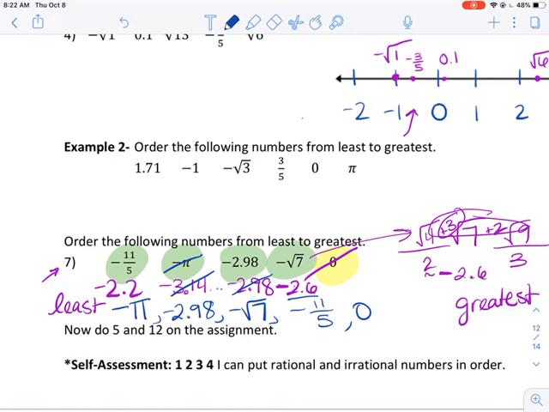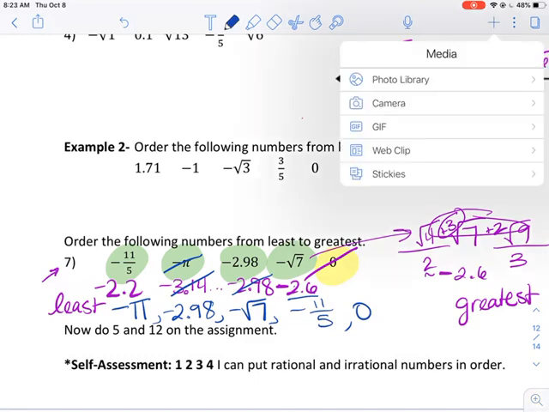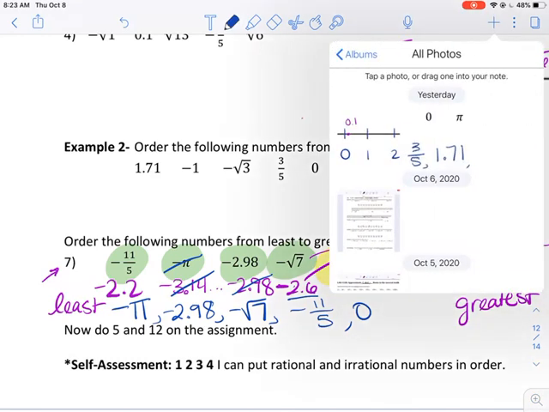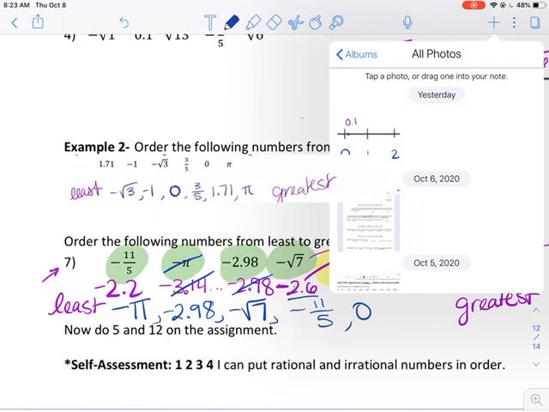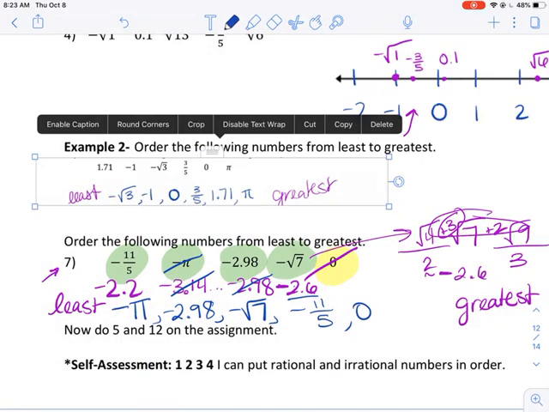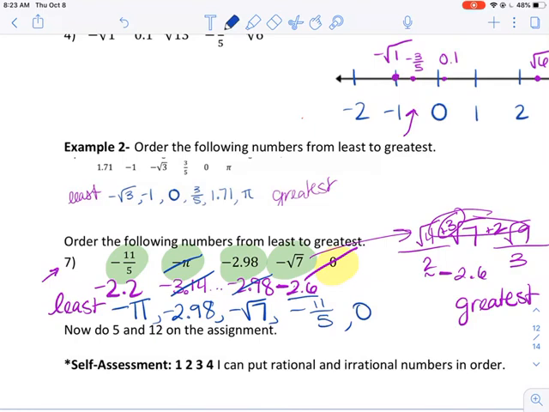Okay, go ahead and try this example 2 above, and I'll show you my answer in just a second. Okay, here's what I got. I got negative square root of 3 on the left and pi on the right. This one's actually a little easier because 2 of those numbers are negative, 1 is 0, and 3 are positive. So if you organize it into negatives and positives first, you've already split it into 2 sides, and you just have to figure out which is bigger among those numbers. So that will make it a little bit easier.